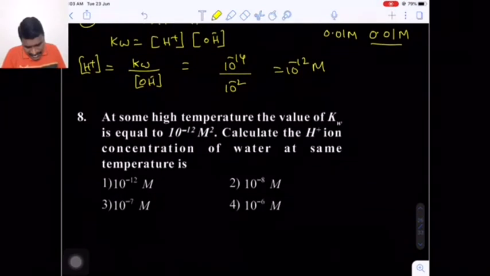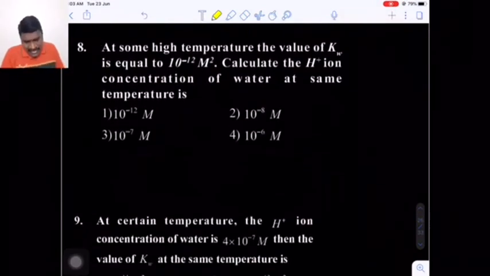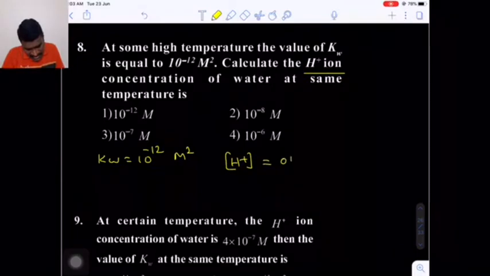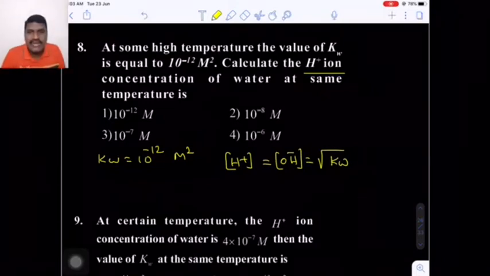Now next one. At some high temperature, the value of the Kw, that is the ionic product of the water, which is given to you as 10 raised to minus 12 moles per liter whole square. Now the question is the H plus ion concentration. Just now I told you the H plus ion concentration or OH minus ion concentration will always be equal to under root of Kw, the ionic product of water.